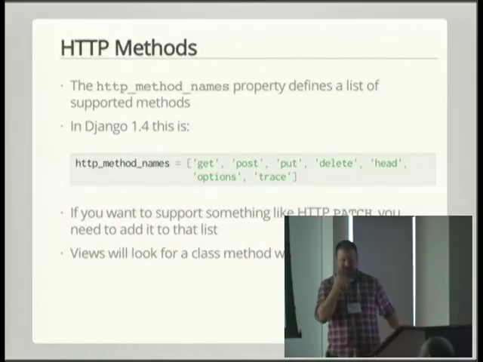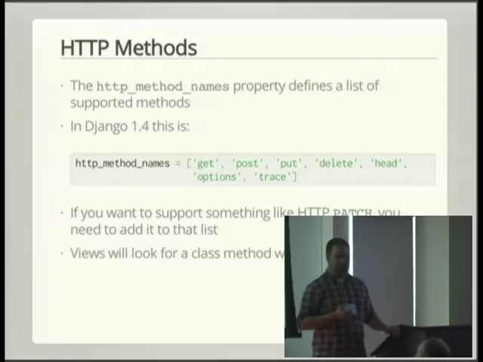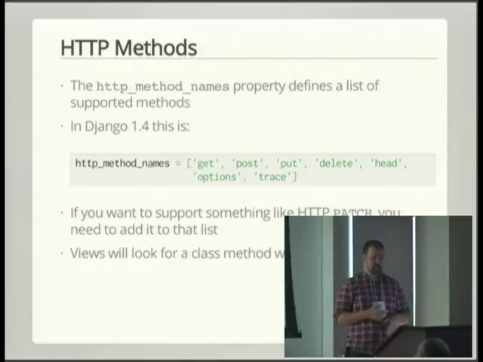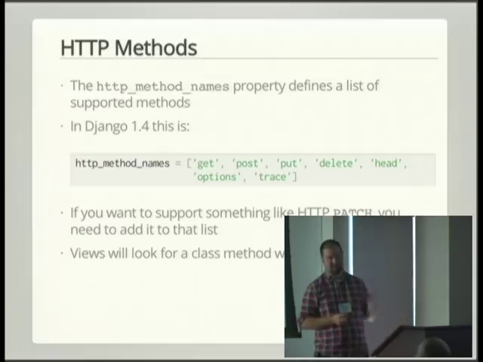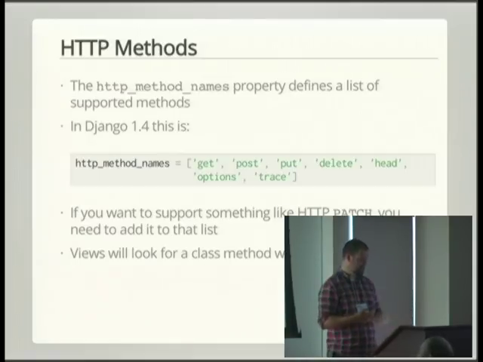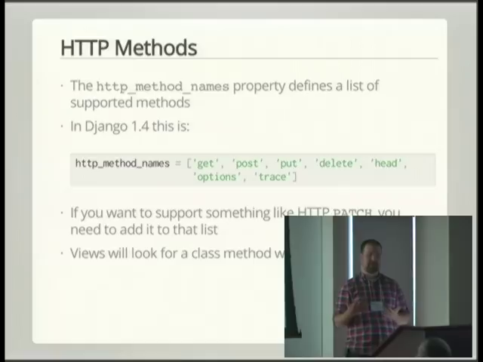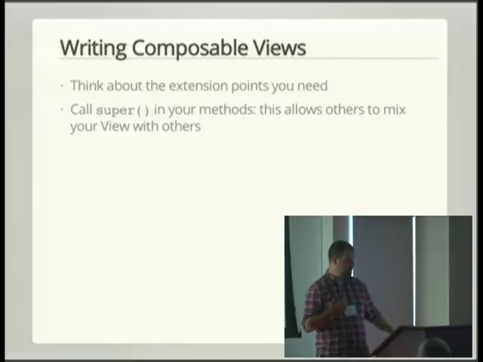So I mentioned earlier that you name things based on HTTP methods. By default, this is what it supports in Django 1.4. So it's pretty thorough, but if you want to say you support HTTP PATCH for some reason, you've built some API that does PATCH, which would be pretty cool, you're going to need to add method names on your class. Anything that's not in this list will get a method not allowed.